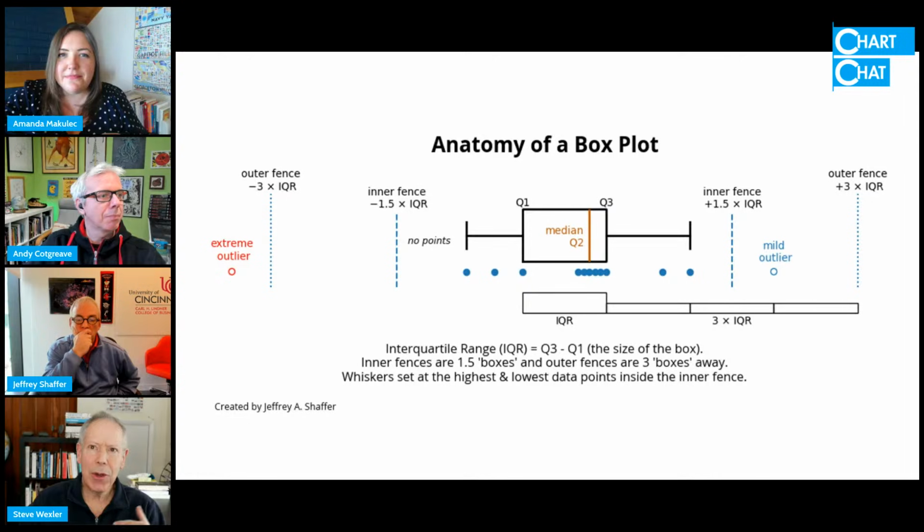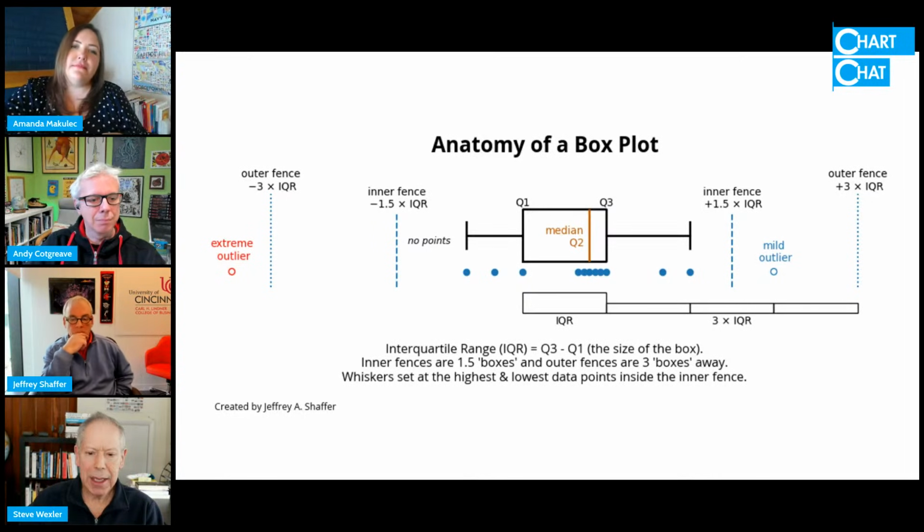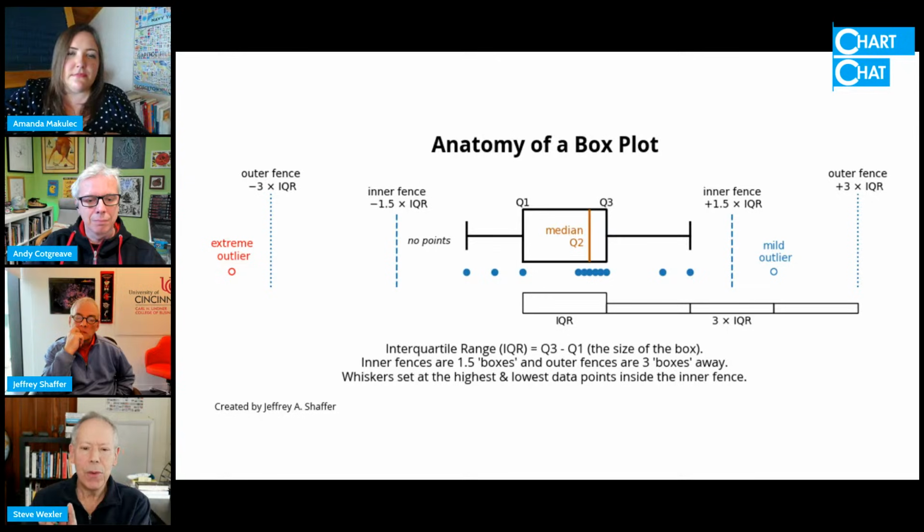I tend to show quartiles and medians. Maybe I'll show outliers, but I tend not to go with box plots because I find them a little confusing, and I fear my audience will. But this was just great.